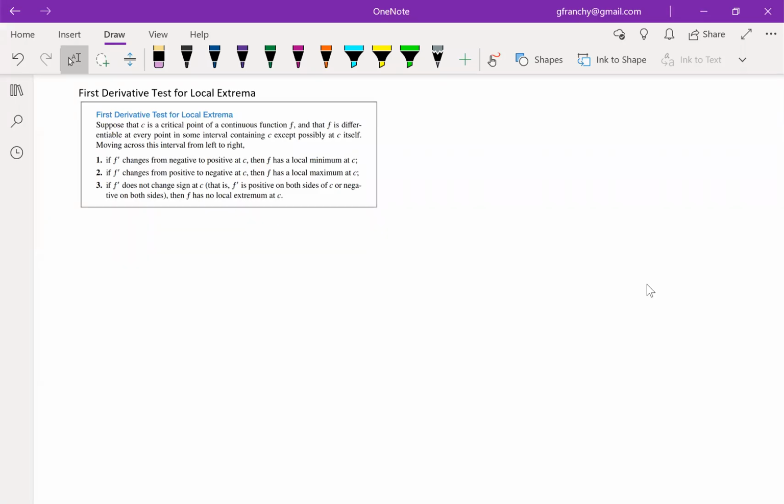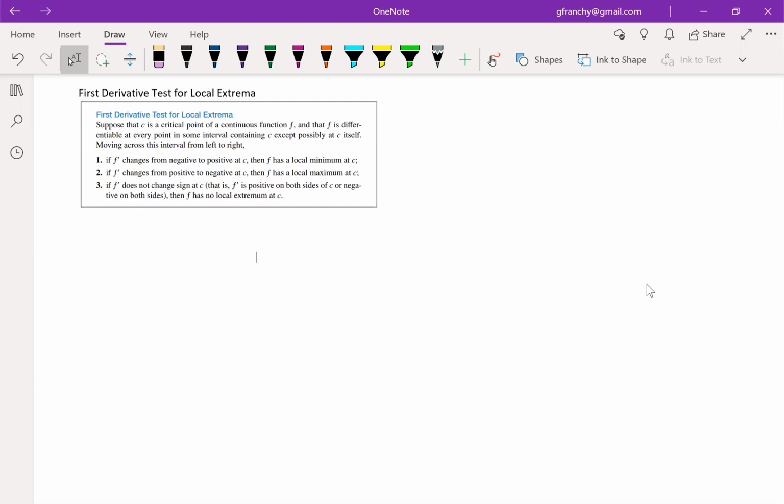So in 4.3, we do have the first derivative test for local extrema. And this reads, suppose that C is a critical point of a continuous function f, and that f is differentiable at every point in some interval containing C, except possibly at C itself.